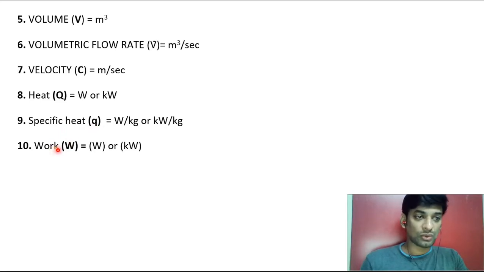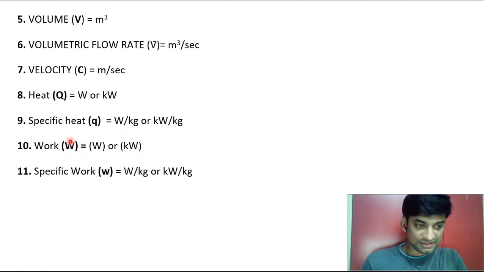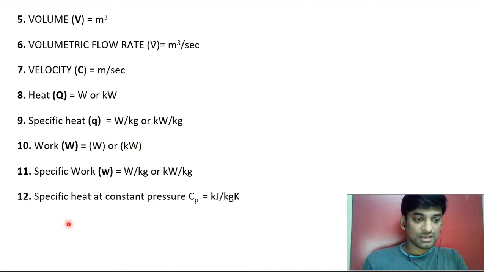Next one is work. Similar to heat, unit of work is kilowatt. The symbol of work is uppercase W. Similarly, specific work means lowercase w and the unit will also be kilowatt per kilogram. And next one, specific heat at constant pressure. The specific heat should be represented with C. Since it is a constant pressure, C suffix P. Unit is kilojoule per kilogram Kelvin.